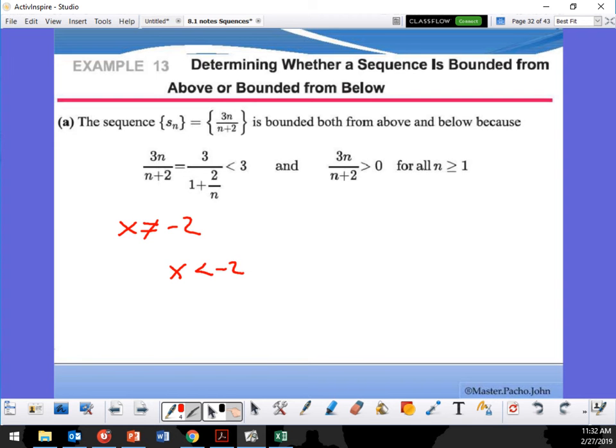Okay, so it's bounded above, below on this one, and now this will also on the right hand side where x is going to be greater than negative 2, it's going to be bounded above on that one. Does that make sense now? So we found the asymptote and we said, hey, this is going to come out to here, so it's going to be less than that.